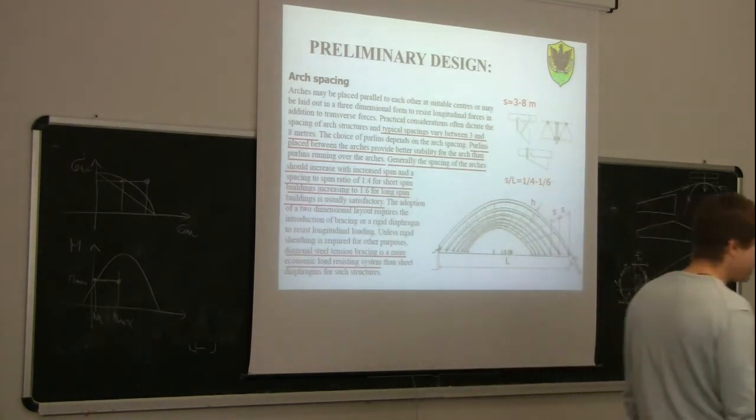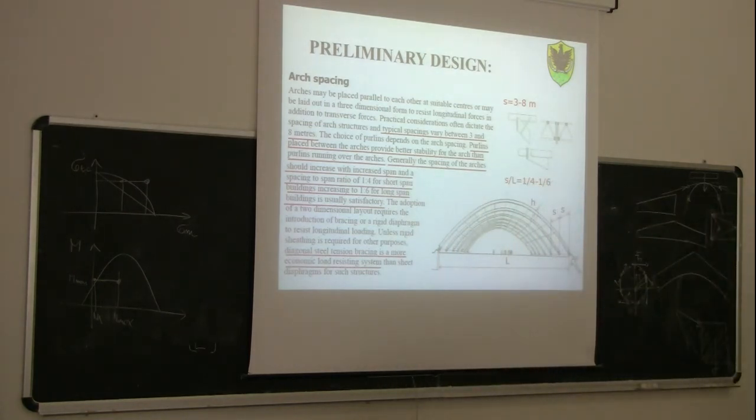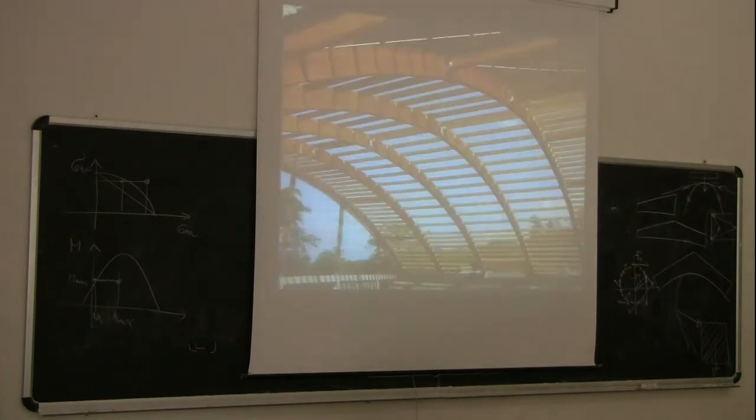In terms of bracing, the most economical system is using diagonal steel tension bracing. So that is what we saw so far. Of course, we can also use simple diagonal timber bracing, tension and compression. That is probably the most economical one. This is an example of what we saw before.